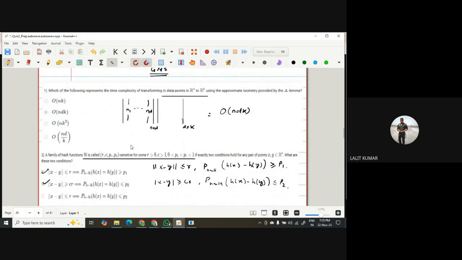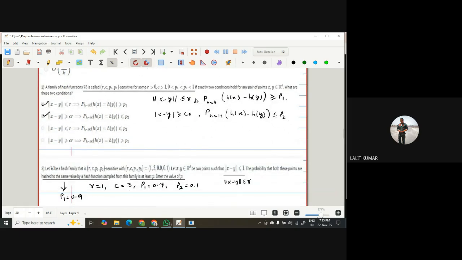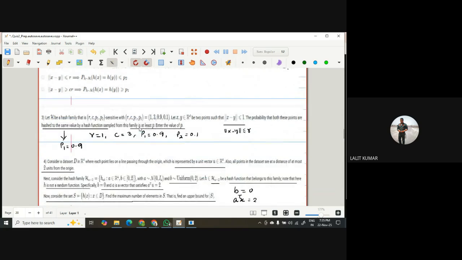Now we come to the GA questions for this part. Which of the following represents the time complexity of projecting n data points in R^D to R^K? This is nothing but n into D into K. We know the complexity is n into D into K. It is easy. A family of hash functions is called (R, C, P1, P2)-sensitive for these values. This is straight from the definition of a hash function for LSH, so we have to remember this.